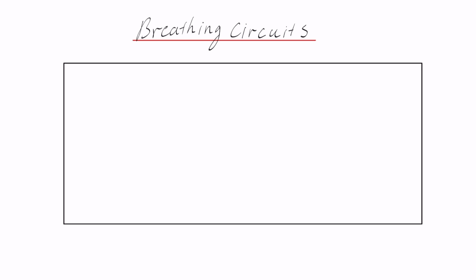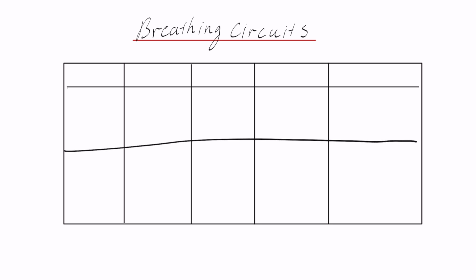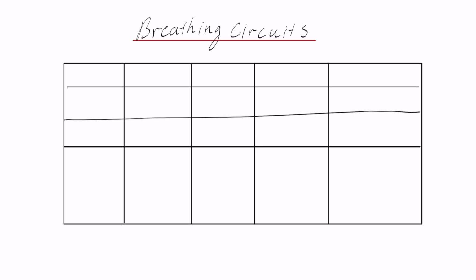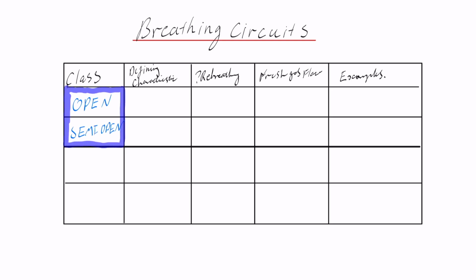So lastly, if we were just to draw this into a table and then have some examples, we would draw a table that's got 5 columns and 4 rows. And you'd label your columns classes, defining characteristics, the question of do they rebreathe their own expired gas, your fresh gas flow, and then examples. So for our classes, you can have your open and semi-open, and your closed and semi-closed.